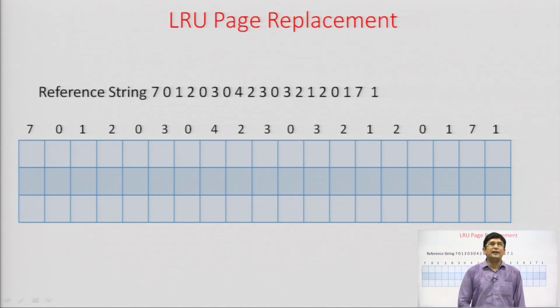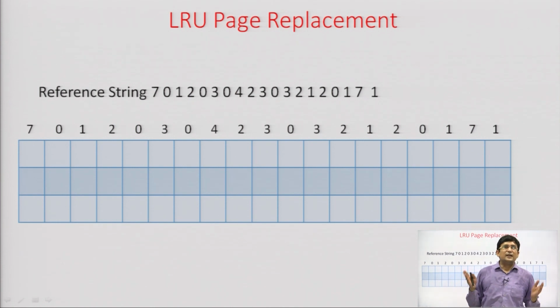Now let us see the LRU scheme. The LRU scheme says that whenever a new page has to come, the latest referenced page will be retained, and the page which is least recently referenced, the one referenced earliest, we will remove it. Okay, let's see with this example.